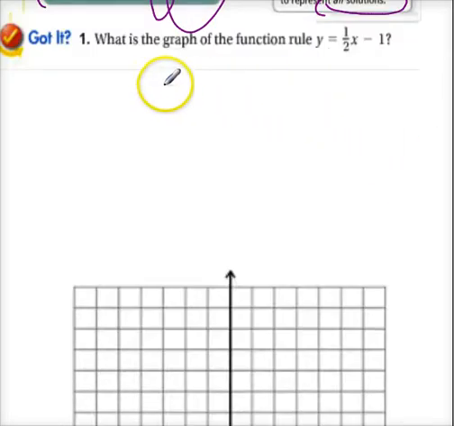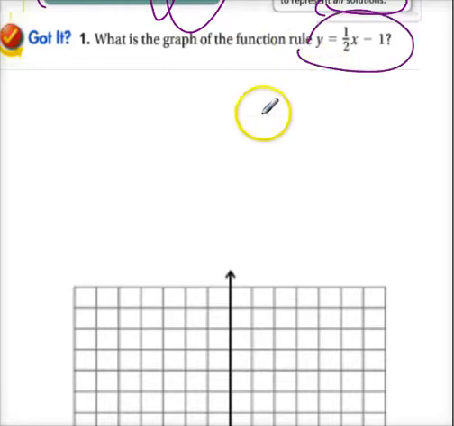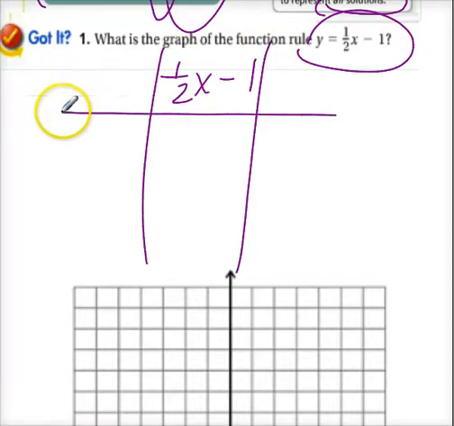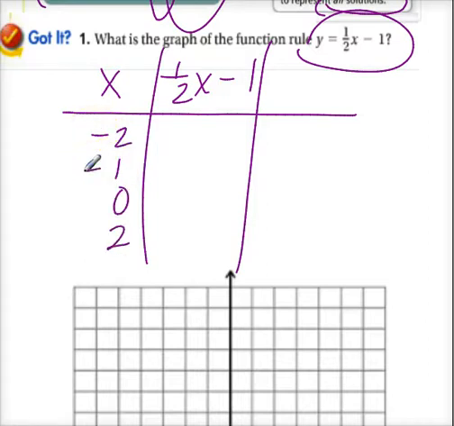I'll just show you one more. Here's the function. They would like me to graph it. I'm going to put that in the middle column of my table. Now I'm going to pick some x values. I'm going to say -2, -1, 0, and 2.